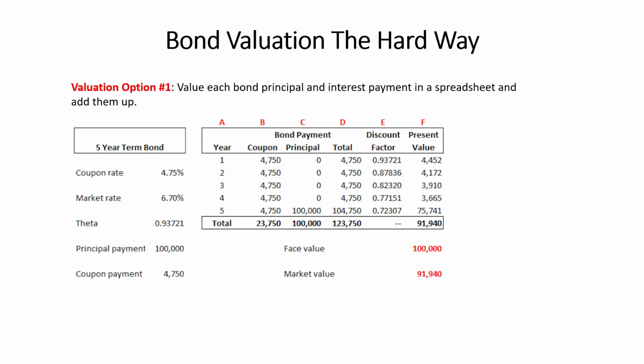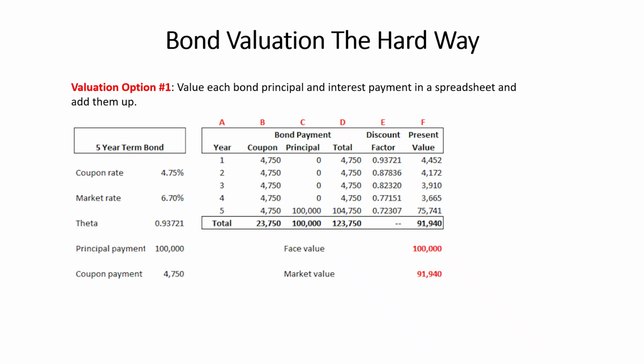And remember that the issuer of the bond determines the coupon rate. Now, the market rate is determined by the market. This is what the market wants to earn on the bond. It doesn't really care what the coupon rate is. It wants to earn 6.7%.